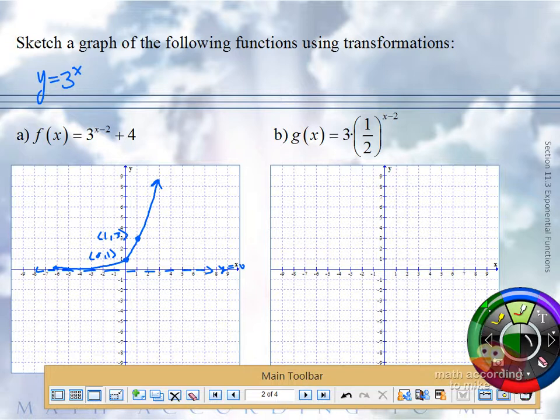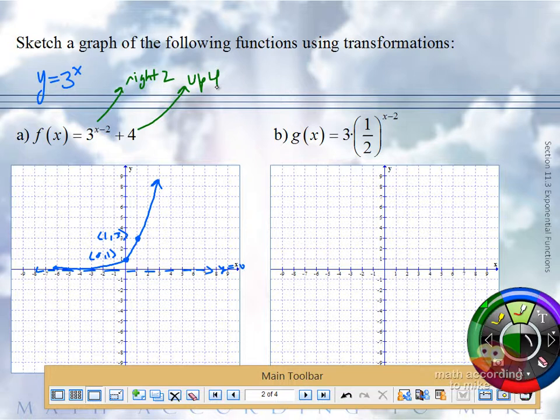Okay, so this is no different than what we did for transformations earlier. The function f is subtracting 2 from the variable. What does that do to the graph when you subtract 2 from the variable? Right 2. And then it's adding 4 to the function. So we're going to move those 2 points right 2, and then up 4, and then we're also going to do the same thing for the asymptote.